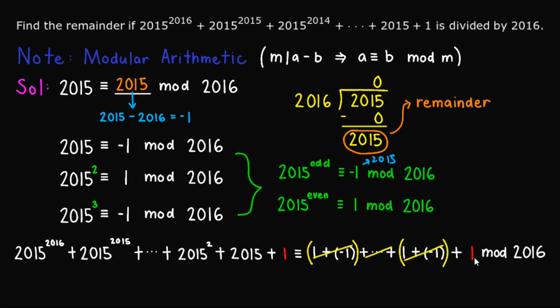So given that, we'll only be left with this one out here, which is 1. And since 1 out here is the least positive congruence, then take note that the least positive possible value out here, modulo 2016, represents the remainder of this sum out here when divided by 2016. And so this out here is our final answer.